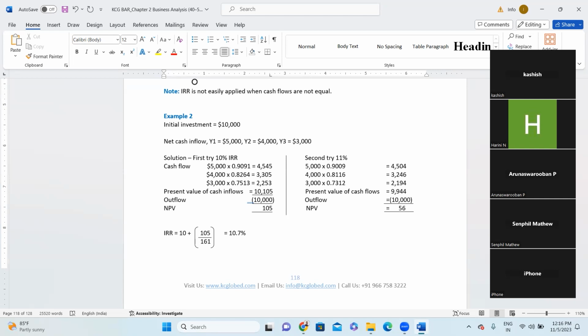In the second try, at 11%, the value is the same? No, the cash inflow is the same, 5,000, 4,000, 3,000, but the annuity number will be different. The annuity table will be given to you in your question. So this is how you will be calculating.